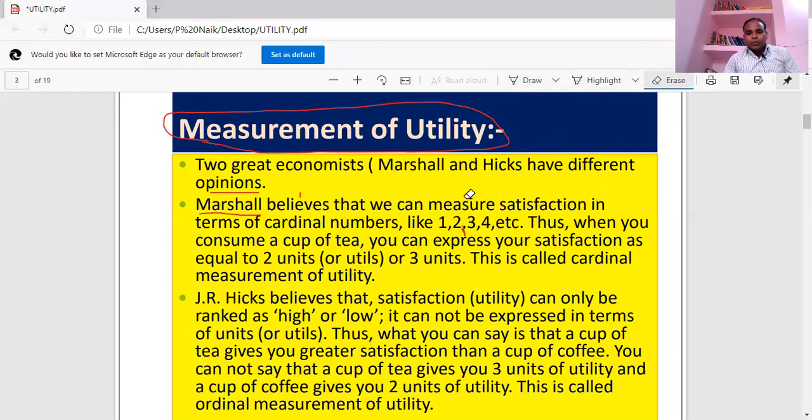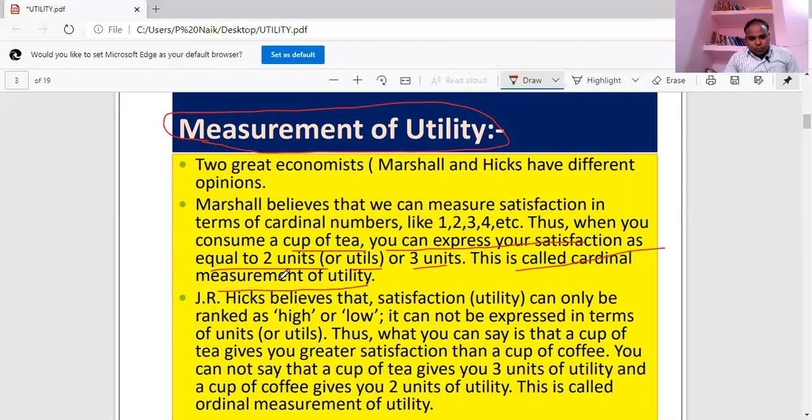So in the cardinal approach, Marshall gave his opinion regarding utility. Marshall believed that we can measure satisfaction in terms of cardinal numbers like 1, 2, 3, 4, etc. When you consume a cup of tea, you can express your satisfaction as equal to 2 units or utils or 3 units or utils. This is called the cardinal measurement of utility by Marshall.